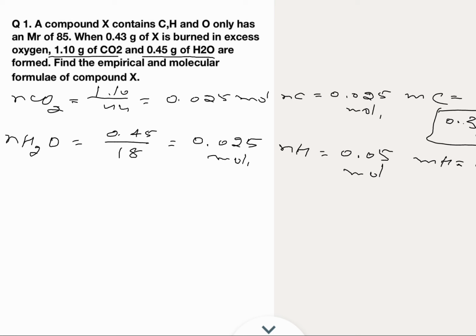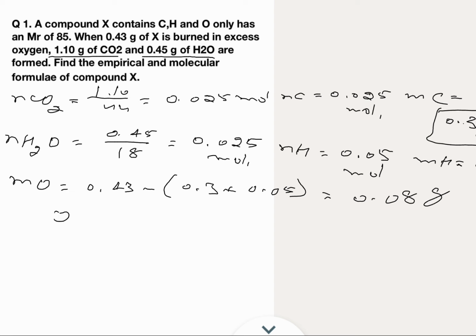Now we have the mass of carbon and the mass of hydrogen, so we can find the mass of oxygen by subtracting 0.3 plus 0.05 from 0.43, which gives us a mass of oxygen of 0.08 grams. So we can find the number of moles of oxygen as well: 0.08 over the Mr, which is 16. So we get 0.005 moles of oxygen.